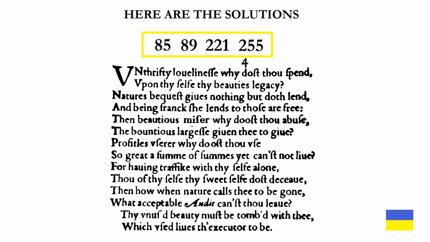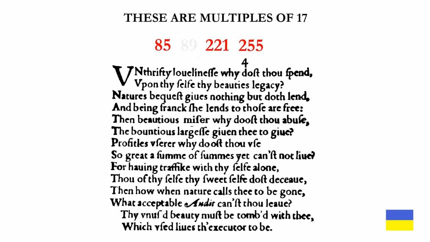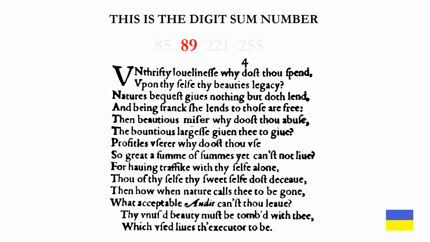Here are the solutions. These are multiples of 17: 85, 221, and 255. This is the digit sum number, 89.